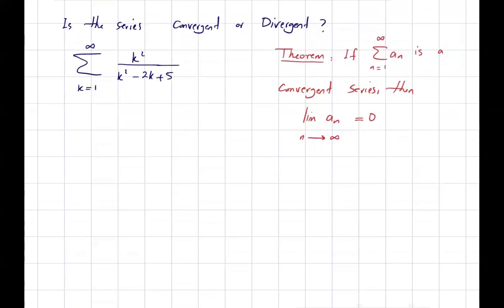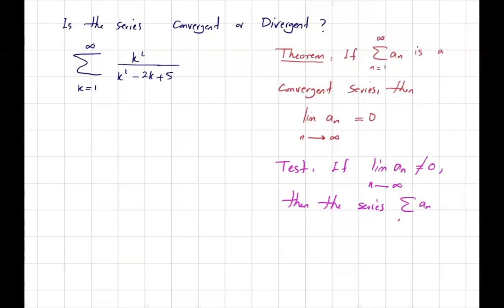Our test is: if the limit of the general term as n goes to infinity is not 0, then for sure you can say that the series sum of a_n, n starts from 1 goes to infinity, is a divergent series. Very good. So let us begin.